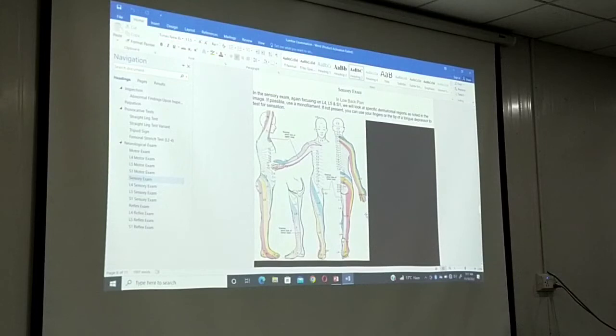Sensory examination. In the sensory exam, again focusing on L4, L5, and S1, we will look at specific dermatomal regions as noted in the image. If possible, use a monofilament. If not available, you can use your fingers or the tip of a tongue depressor to test for sensation.